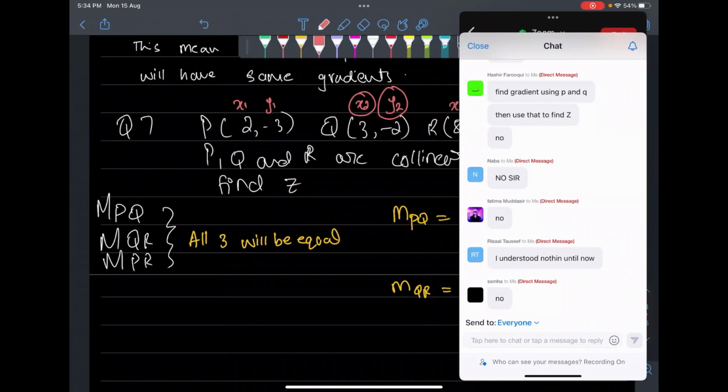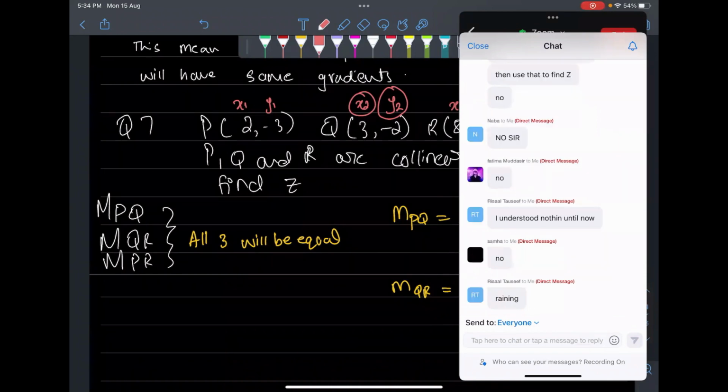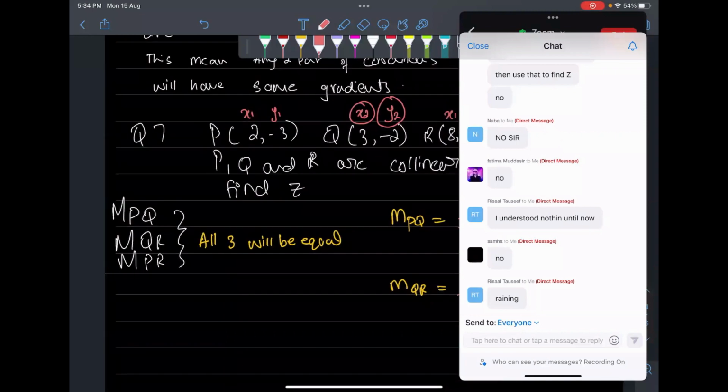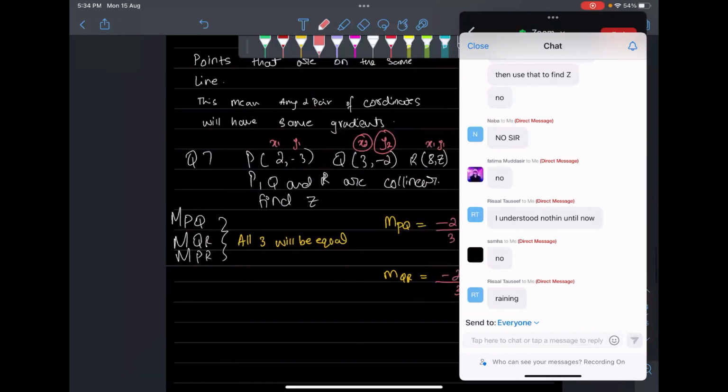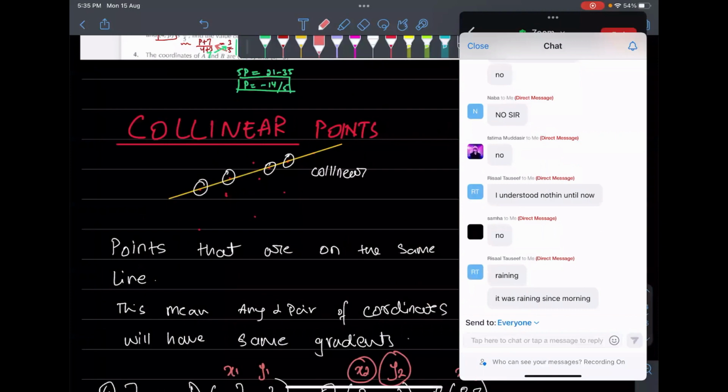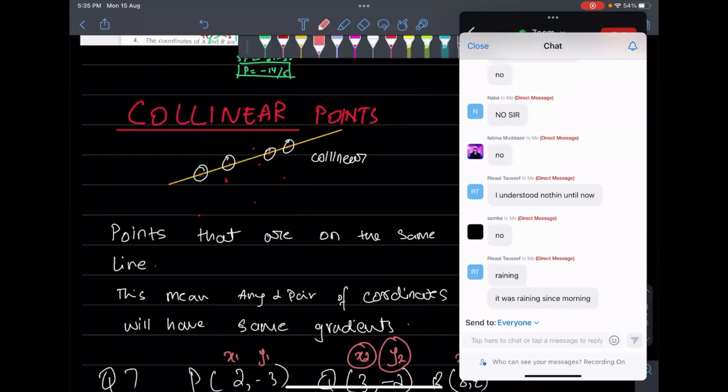Rasal, why aren't you in class? Why aren't you face to face? It's not raining, beta. You just live 1 kilometer away from me. Hardly 1 kilometer away. It's not raining at all. No, beta. What raining? It only rained for 30-40 minutes around 12, between 12 to 2. I have a student sitting here. He's coming from Bilawala Surangi.